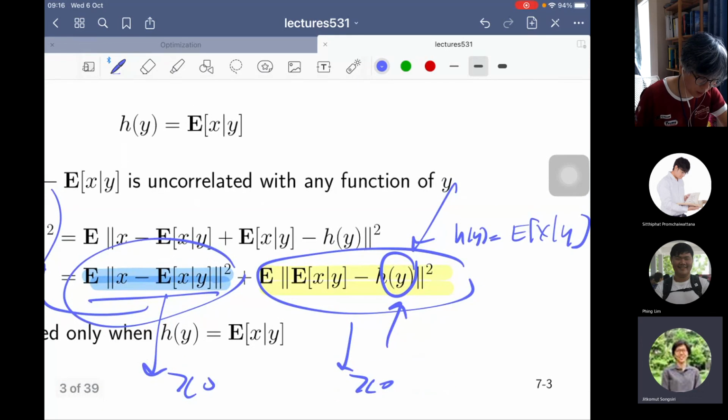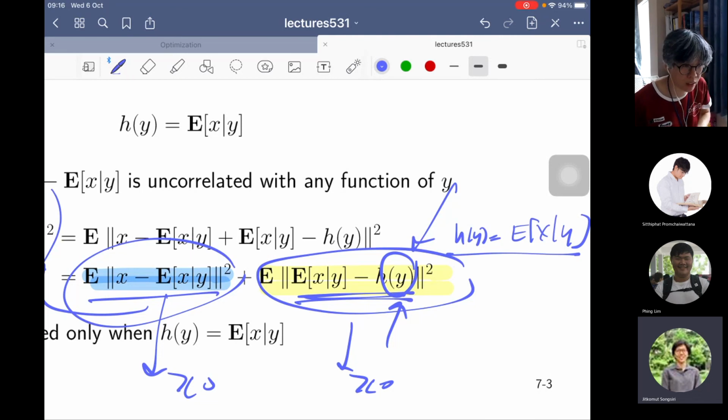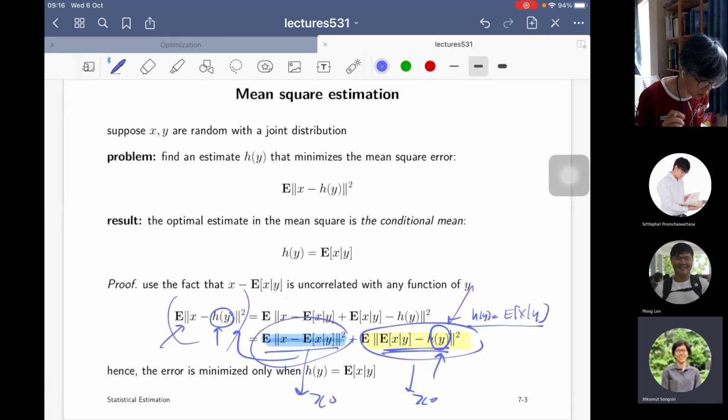Like the yellow term is non-negative. Everyone agree? Right? Yes. So we should make this term 0, because that's possible. And to achieve it, of course, you pick h of y as the conditional mean of x given y. All right, that is an important conclusion.